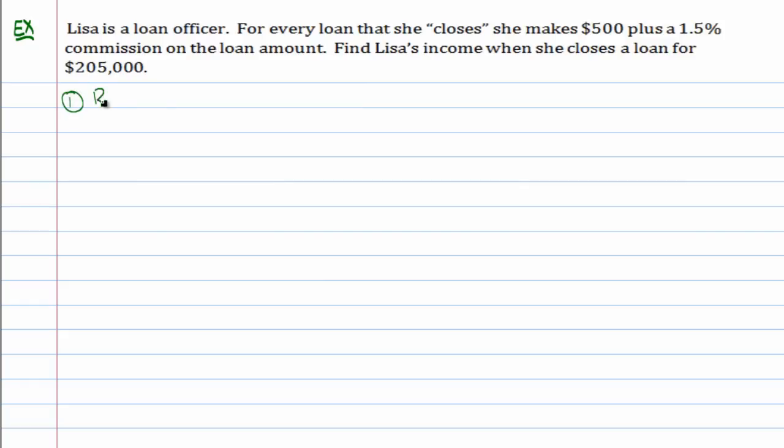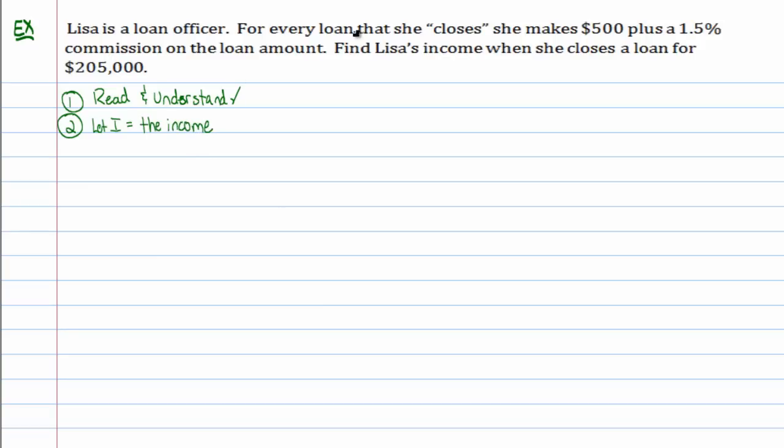Well, the first thing we'll do is read and understand what's going on. I read it, and I definitely understand what's going on. I'm miswriting things, but it's okay. Probably won't be the last time. Second thing we need to do is identify the unknowns. Well, the thing we don't know is her income. So let I equal the income.